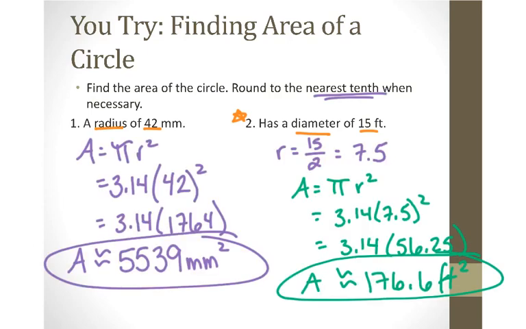All right, and there you have it. The problem doesn't tell you, but your notes tell you to use 3.14. The you try slide didn't say it, but your note said use 3.14, round to the nearest tenth. Number 1, you should get about 5,539 millimeters squared. Number 2, you're going to have to solve for the radius first and then get an area of about 176.6 feet squared. Questions? If so, please reach out to me, send me a Schoology message, but we are going to move on now.